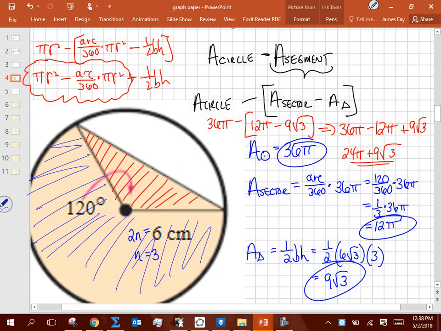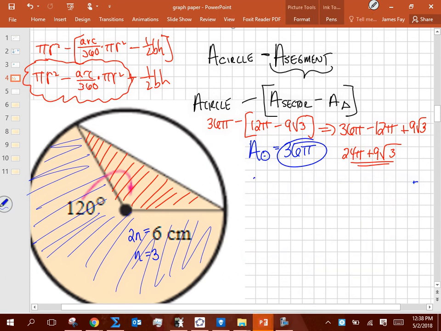So somebody was saying in the last class that this is what they did. They took the fact that if this arc is 120, the arc of everything that's orange is 240. So I took 240 over 360 times 36 pi. So when I do that, that's 2/3 right there. 2/3 of 36 is 24. Does that make sense? Okay. So that gave them everything here that I've got is blue.